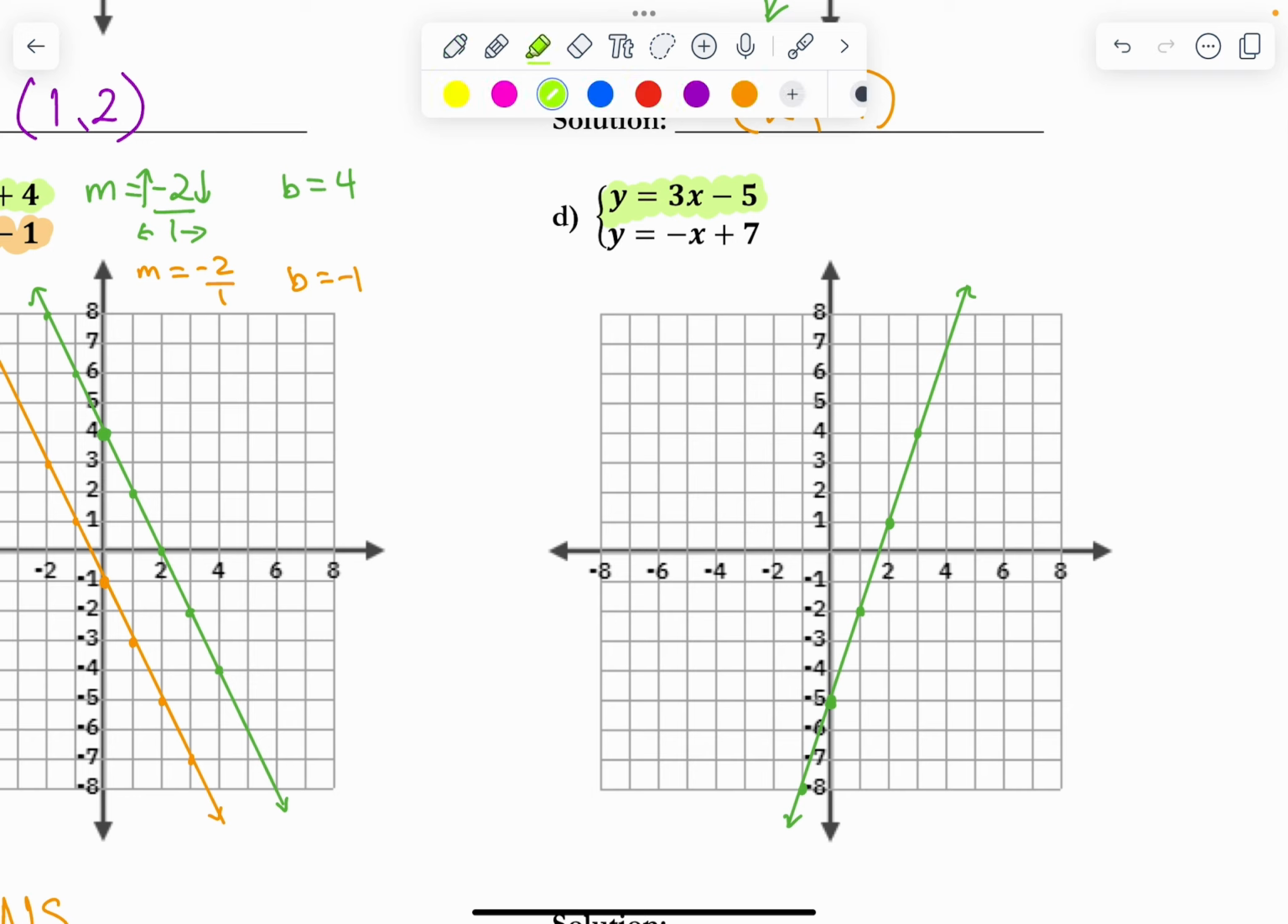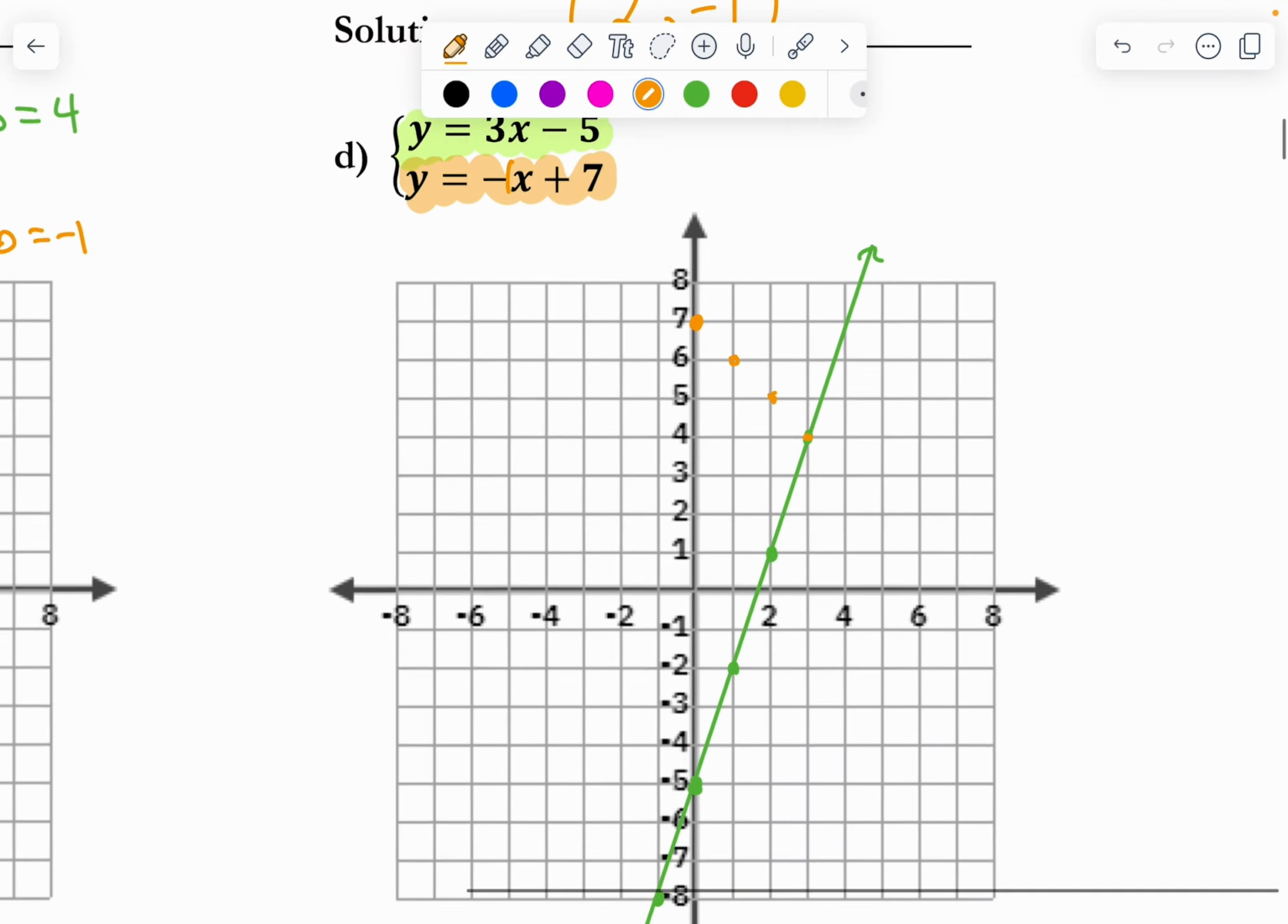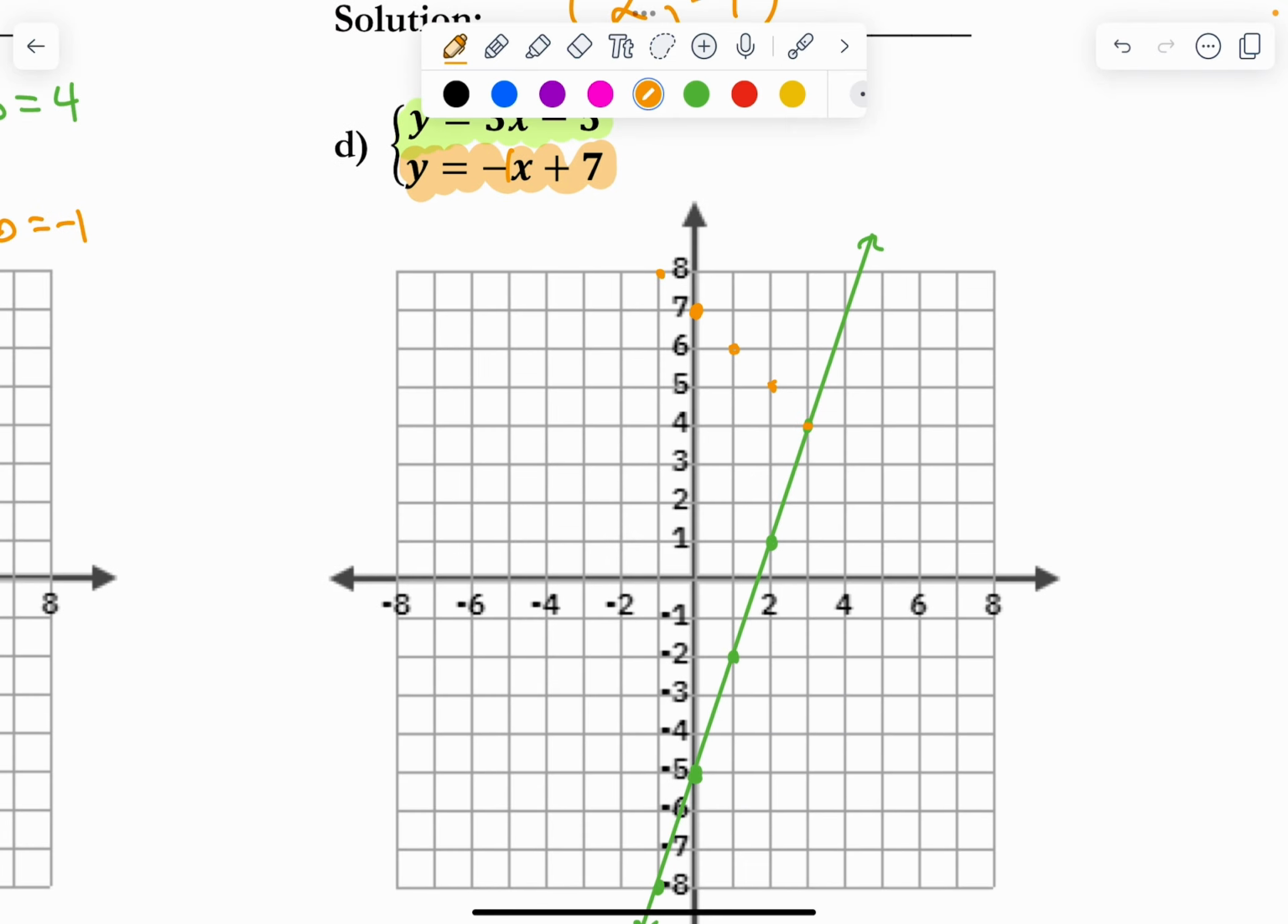And then my second line, being orange, my B is positive 7, and my slope is negative 1 over 1. So down 1 over 1, down 1 over 1, down 1 over 1. So notice that that point, I barely got that point on. I stopped right at that point, not on purpose, it just happened to be where I stopped.